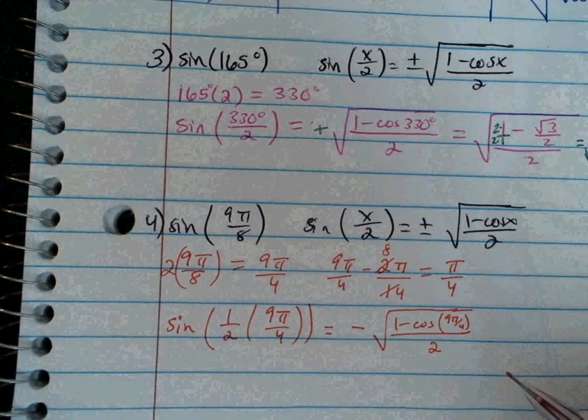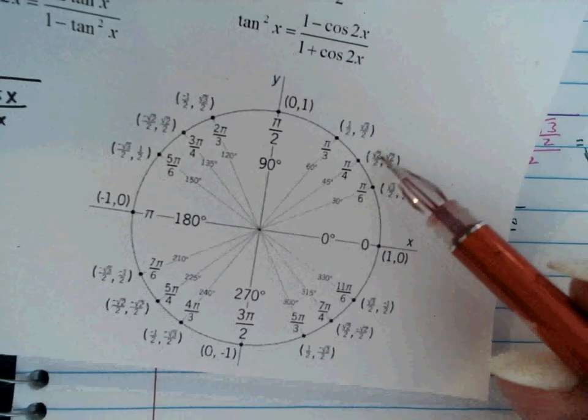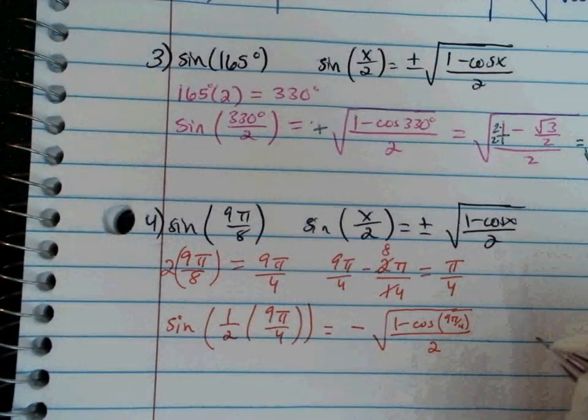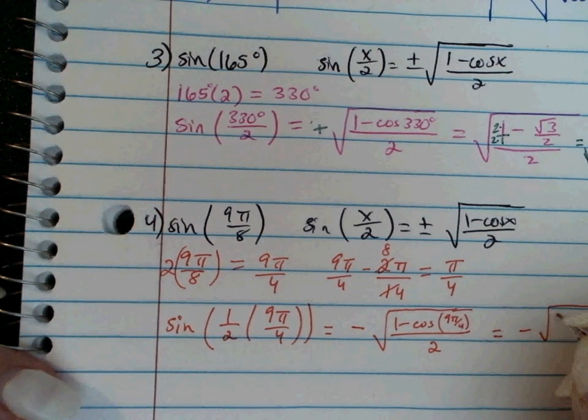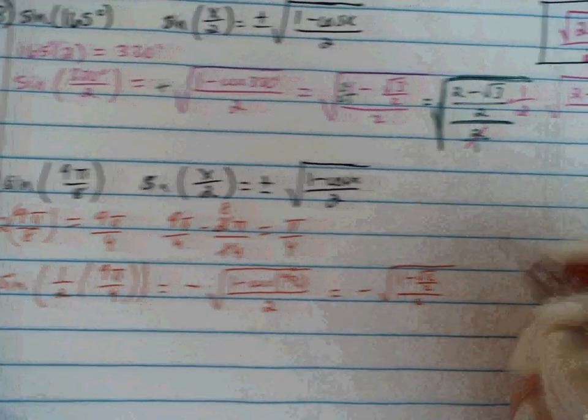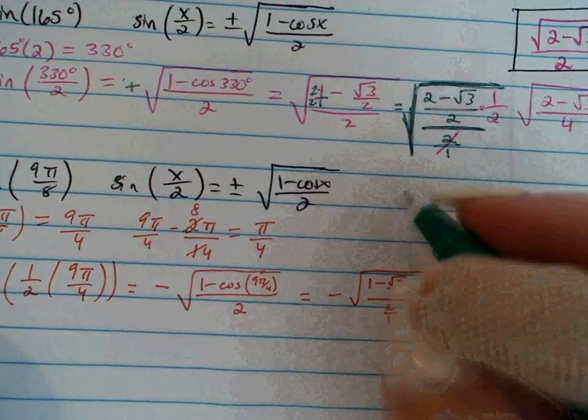Well, cosine of 9 pi over 4, again, might as well be dealing with pi over 4, and cosine is the square root of 2 over 2. So this is going to be the negative square root of 1 minus the square root of 2 over 2, all over 2, which is over 1, and we're going to do that whole flip and multiply in just a second.